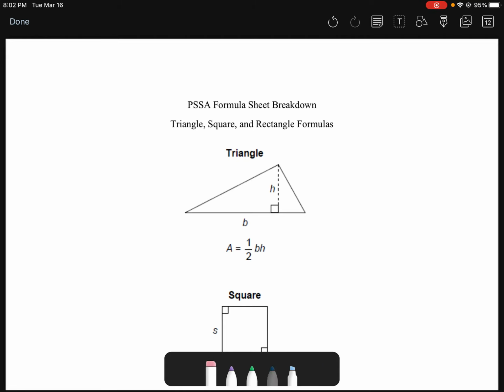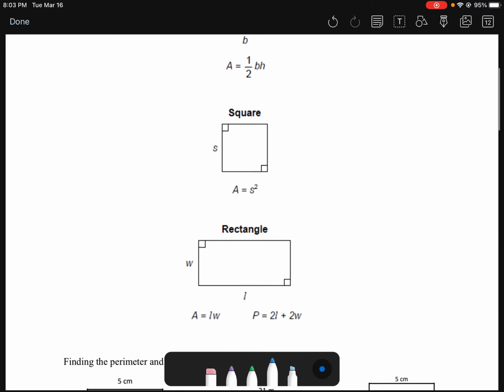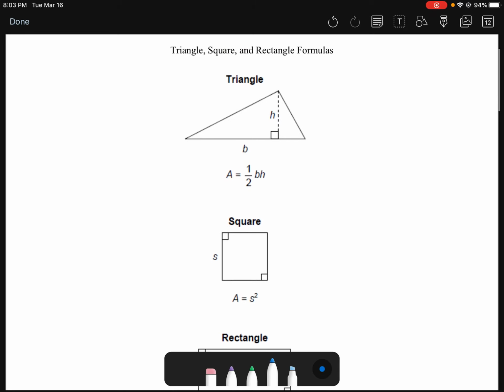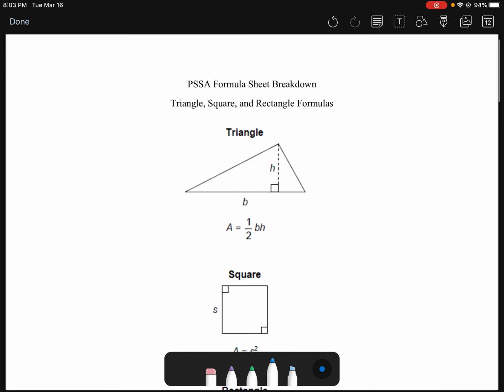Hey guys, so today I want to talk about the formula PSSA sheet. I really want to start breaking down what each formula means, how to use it, what it does. So I'm hoping that we can do these in a series of videos through the next couple of weeks. So I'm starting off with these three little formulas here. There's really kind of like four.